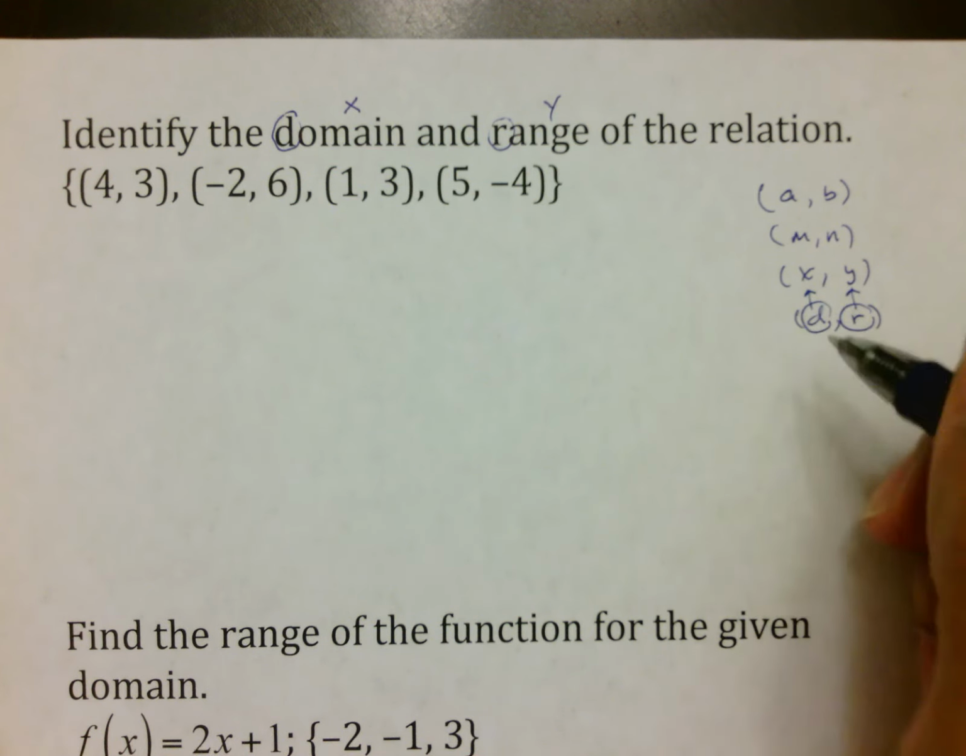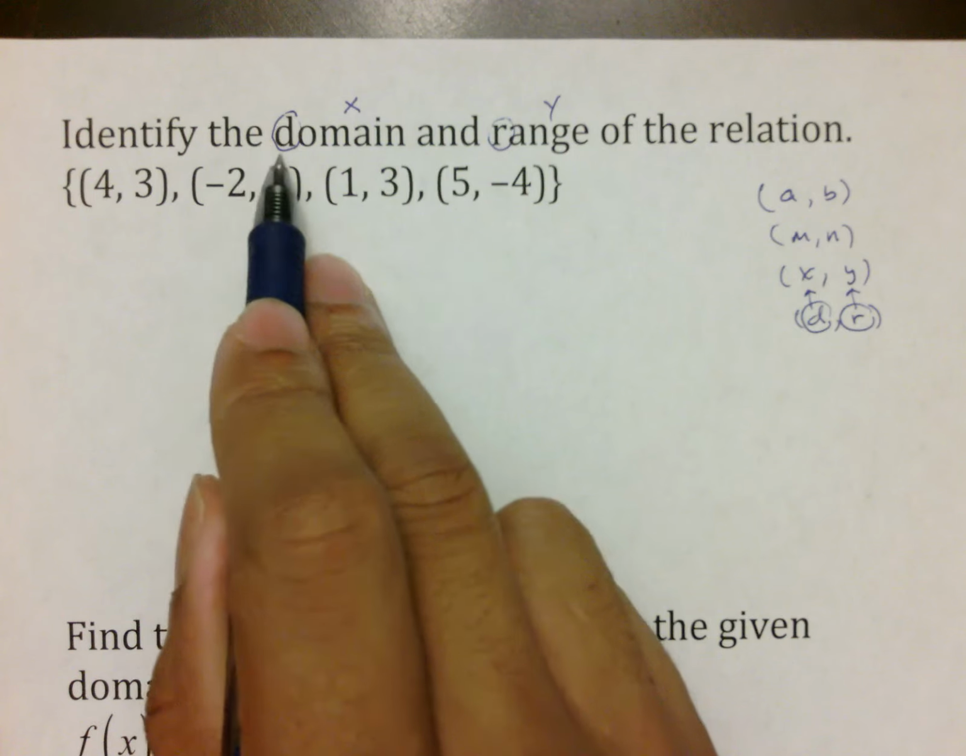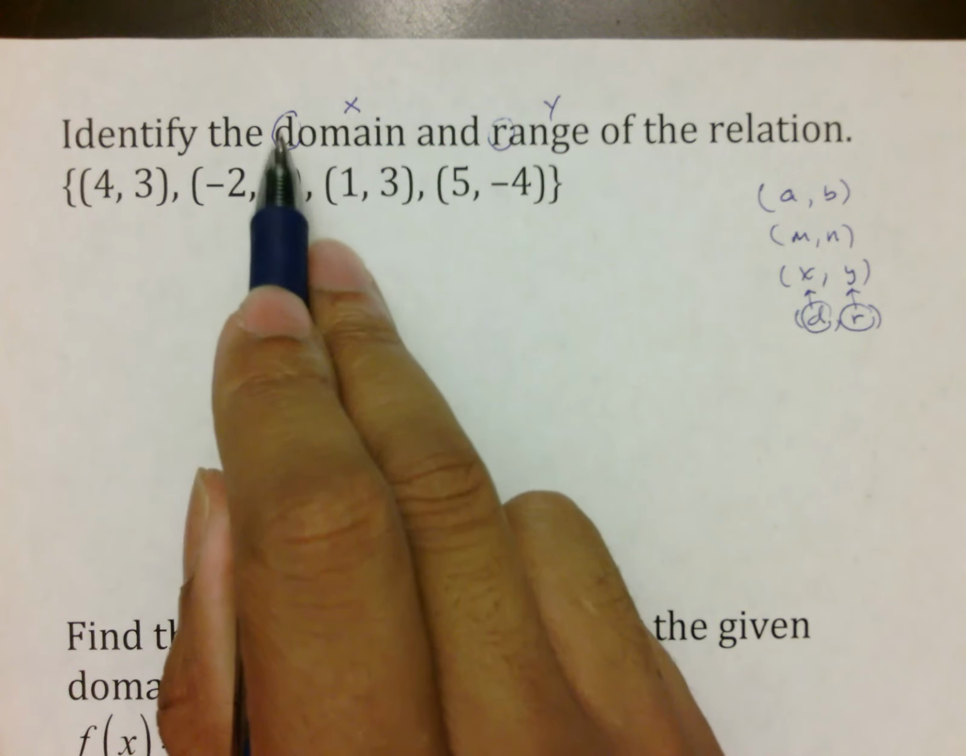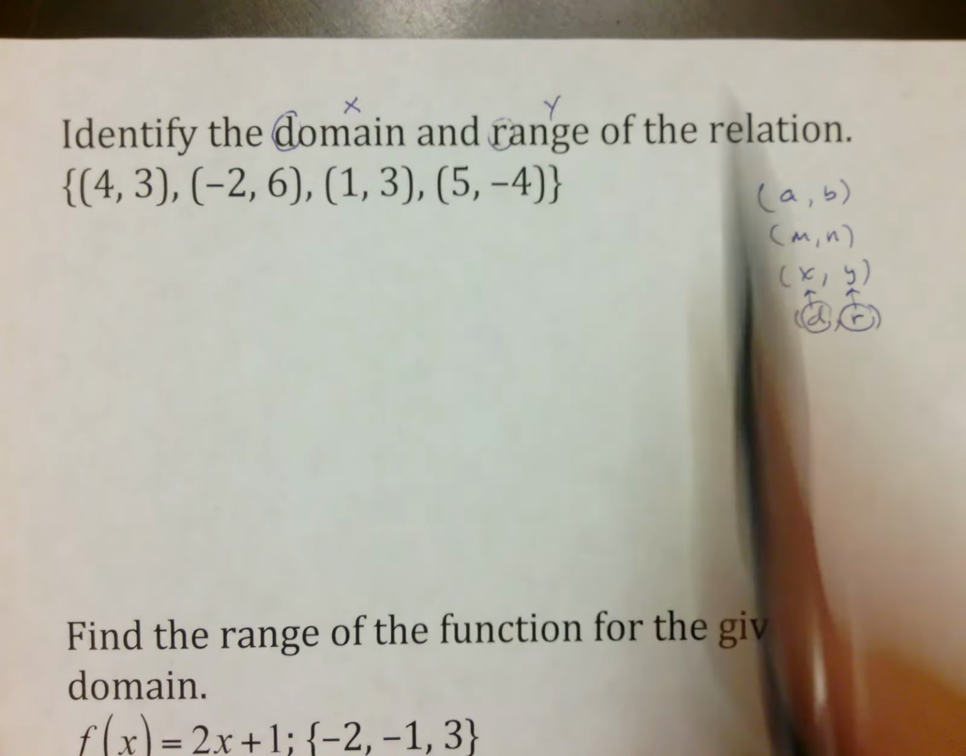So again, that kind of helps you whenever you see both of them. Now, you do have to learn those words and have them in your brain, but in terms of remembering whenever you see both of them, an easy way to remember is that domain would be alphabetized first, just like X is alphabetized first, and range is second, just like Y is second.